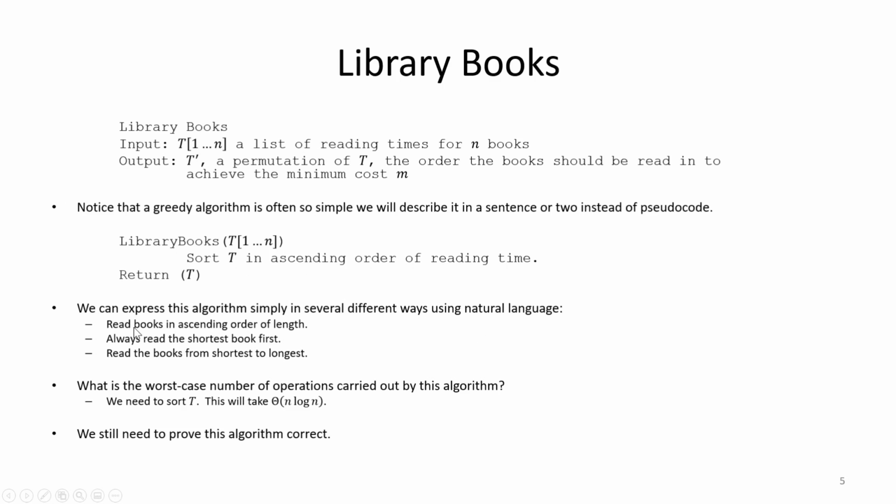I've got 3 different sentences. Read the books in ascending order of length. Always read the shortest book first. I like this one because this one highlights the greedy choice. Read the books from shortest to longest. All of these are just simple, natural language ways of expressing the algorithm.